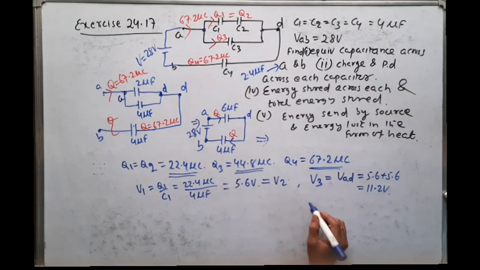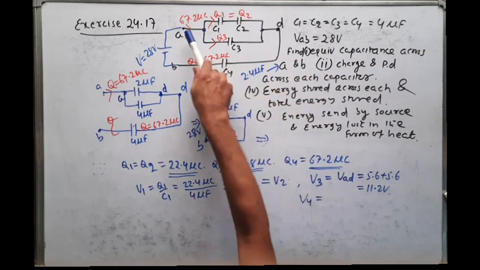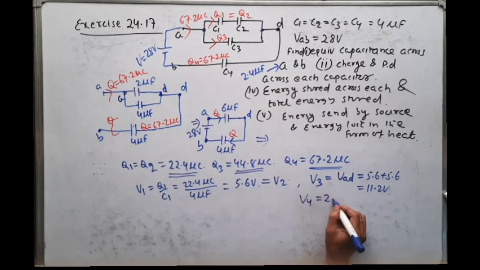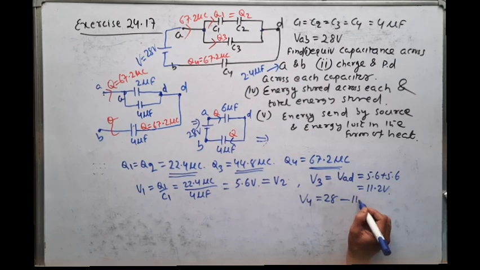Already we have got the voltage across the C4 capacitor, V4. So how will you find V4? Otherwise, the total voltage is 28 volt minus the voltage across these two terminals, which is 11.2. So if you calculate, you will get the voltage is equal to 16.8.